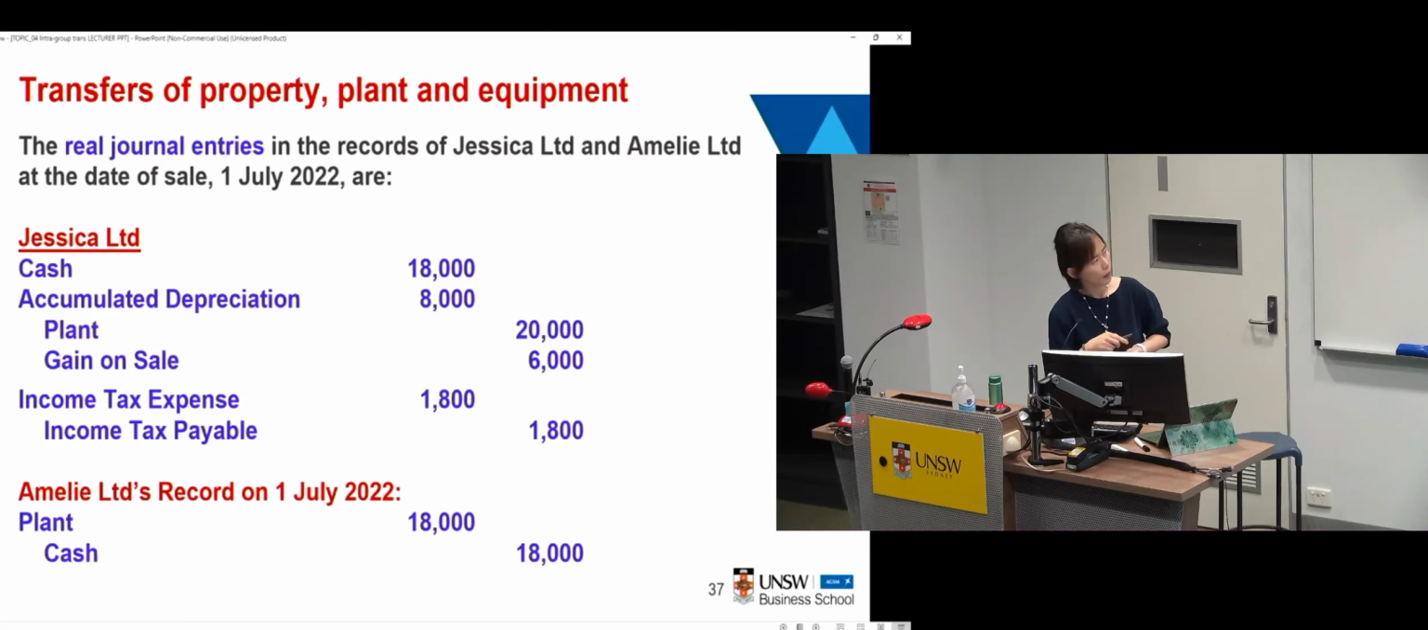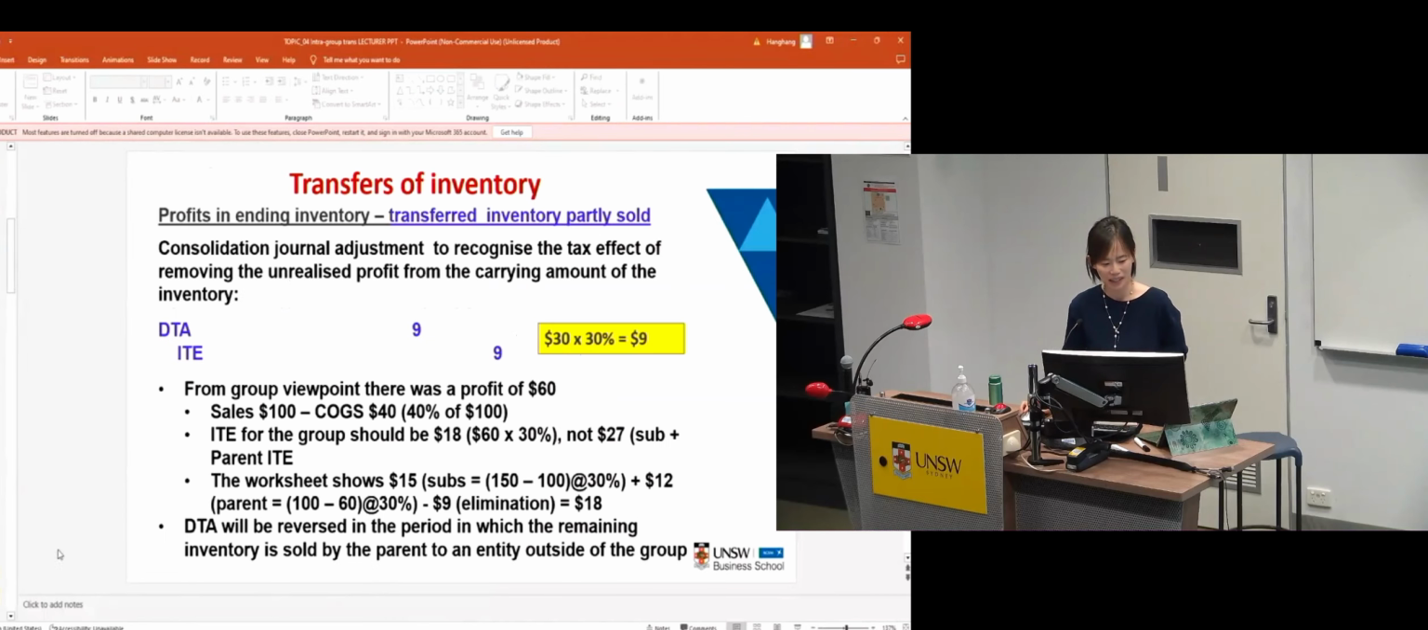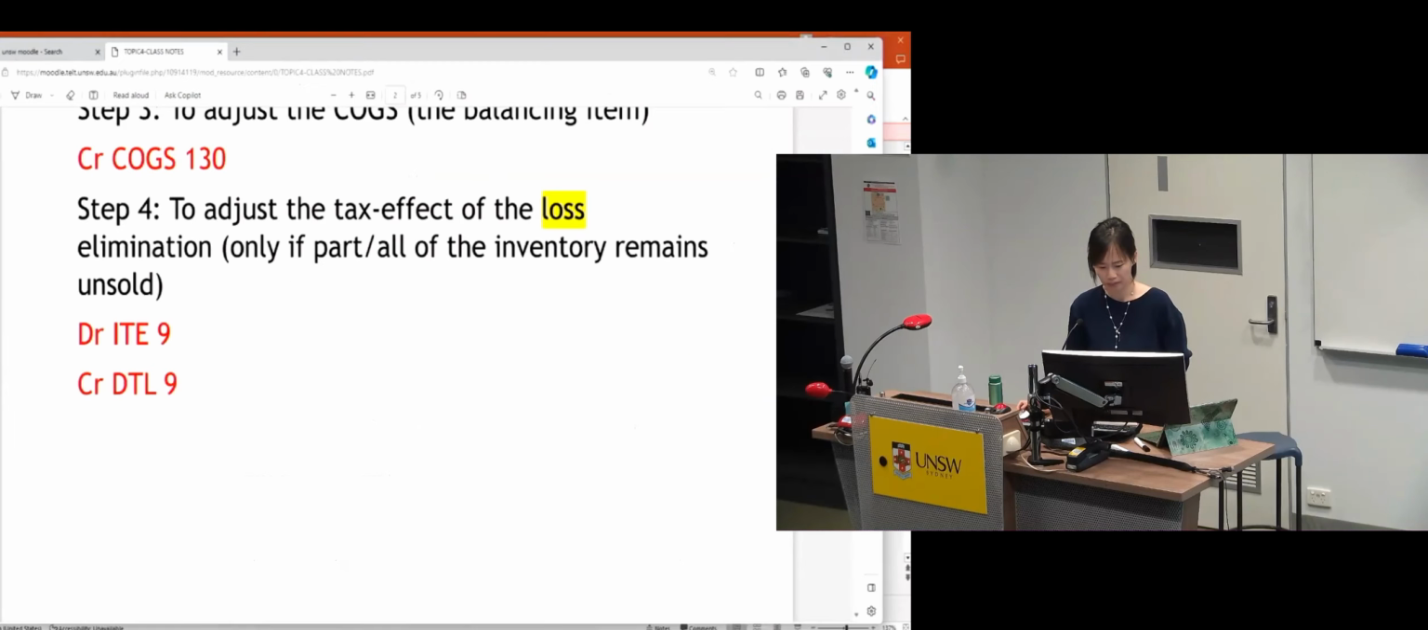Now let's look at Amelia's record. Amelia recorded plant cost of 18,000 and paid 18,000 cash. What adjustment do you need? You need to adjust the carrying amount of the plant, because it is overstated by 6,000. Do we just directly credit plant 6,000? That is not really the appropriate adjustment here, okay? So I will show you the appropriate adjustment.